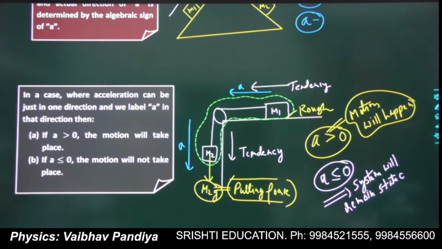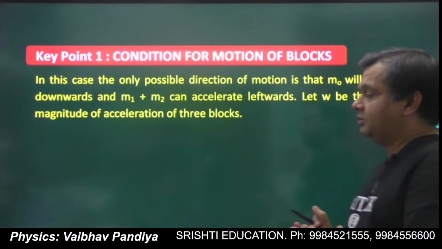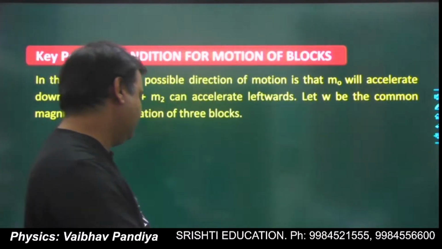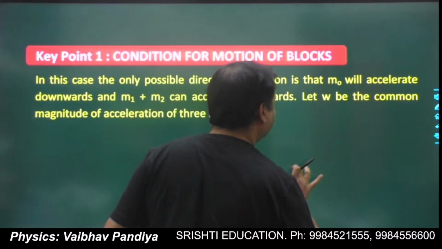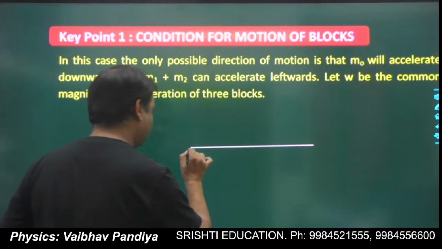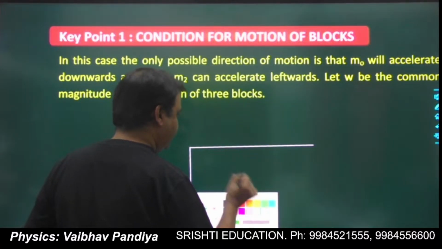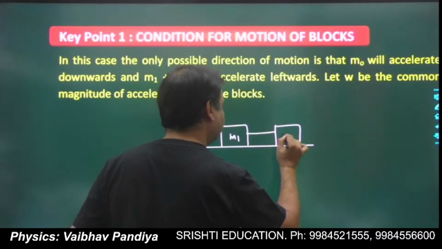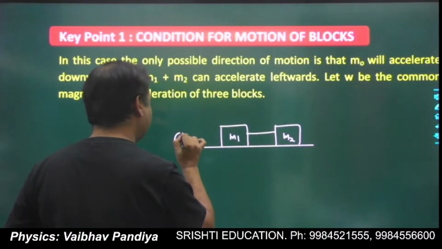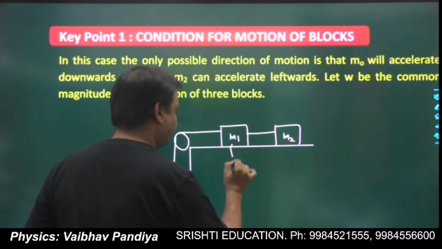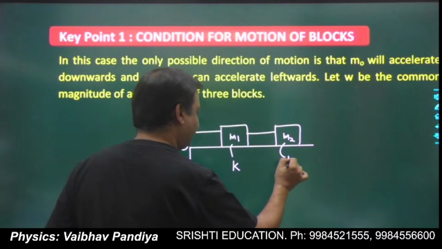Okay. Now, in this problem, the first key point is we have to decide whether the motion will take place or not. So the problem says we have two blocks. One is M1, there is a string, M2, then we have a pulley, and this is M0, correct? And here the coefficient of friction is K, and here also the coefficient of friction is K.